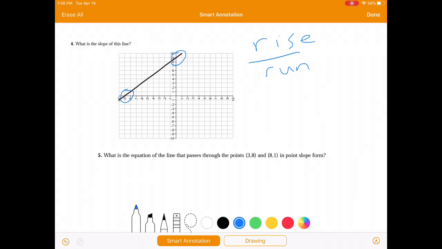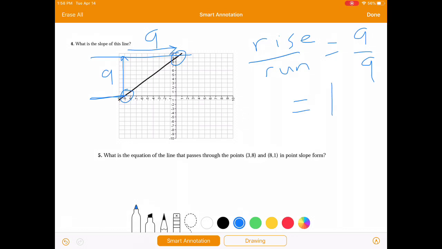But to find the rise between these 2 points, to go up basically from 0 on the x-axis to where 9 is on the y-axis. I meant y-axis, not x-axis. That went up 9. And then to go horizontally from negative 9 over to 0 on the x-axis, that is also 9. All right, so our rise is 9 and our run is 9, which simplifies to 1.